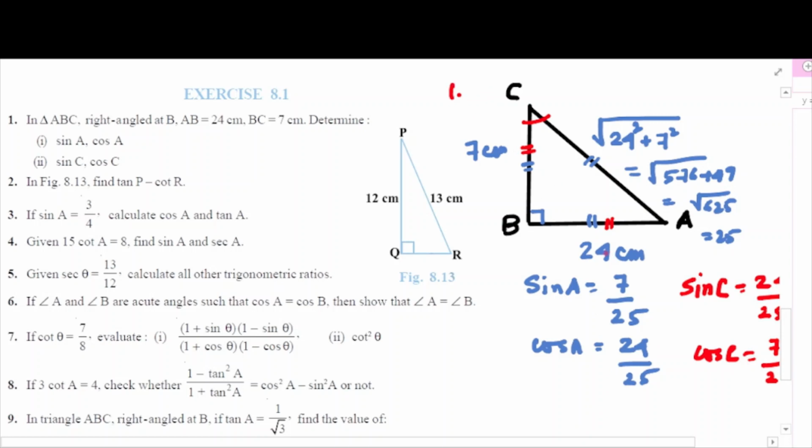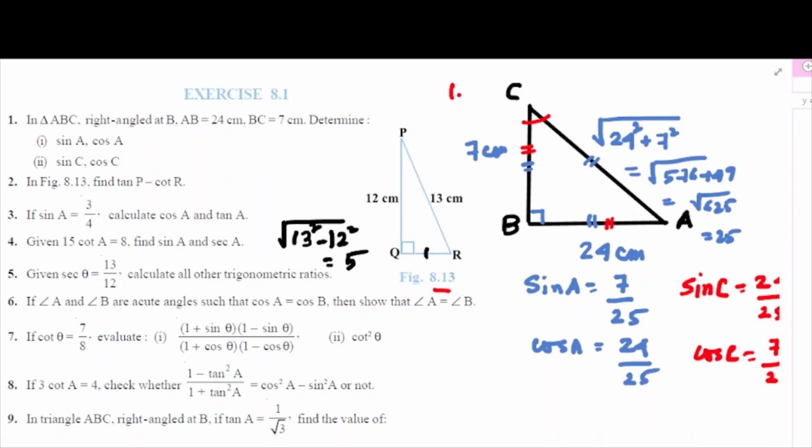Now question number 2. In this figure 8.13, we have to find the value of tan P minus cot R. So from this figure it is evident, first of all we have to find the value of QR. Again, by applying Pythagoras theorem, what would be the value of QR? It would be equals to root over 13 square minus 12 square. That means 169 minus 144, so root over 25, so it is equals to 5. QR equals to 5.